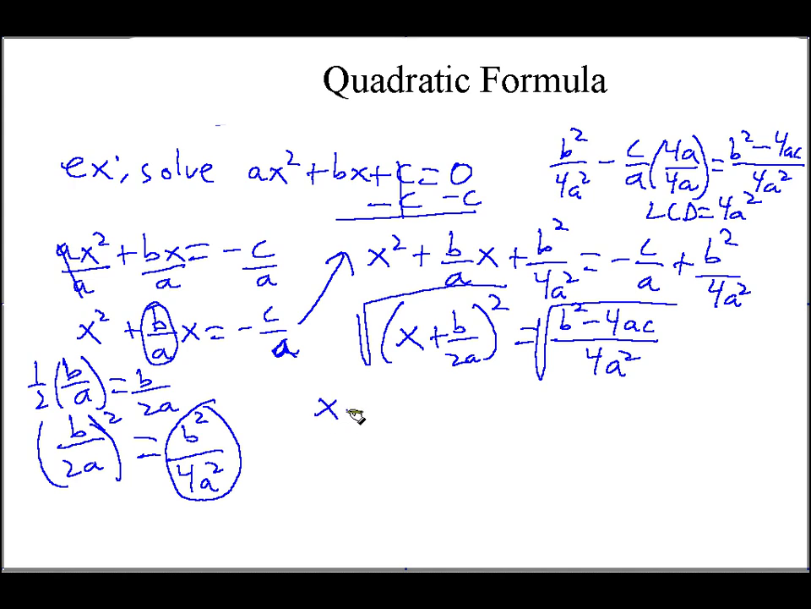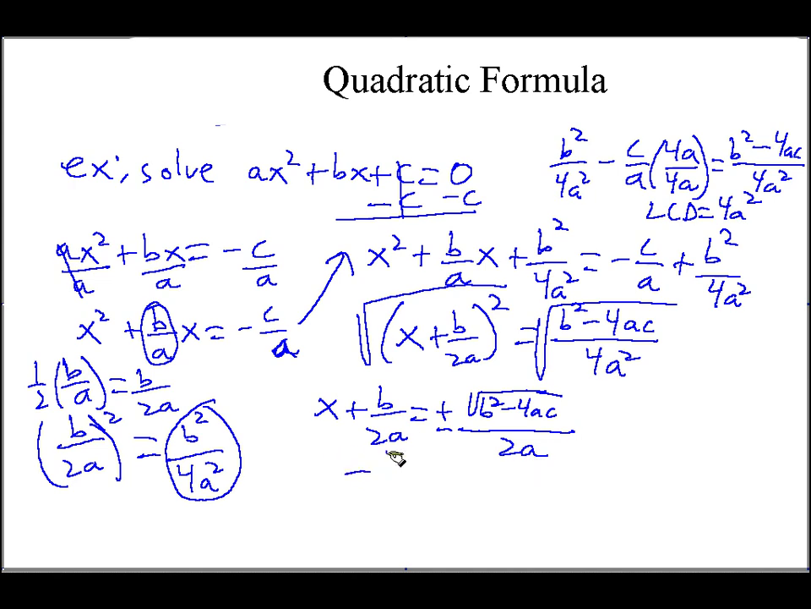So I'm going to have x plus b over 2a on the left side equal to plus or minus, which you get when you take the square root of both sides, right? And the square root of the numerator, so square root of b squared minus 4ac, all over what? The square root of the denominator. What's the square root of 4a squared? Isn't that 2a? Yes, it is. Root 4 is 2. Root a squared is a. Are you with me on that?